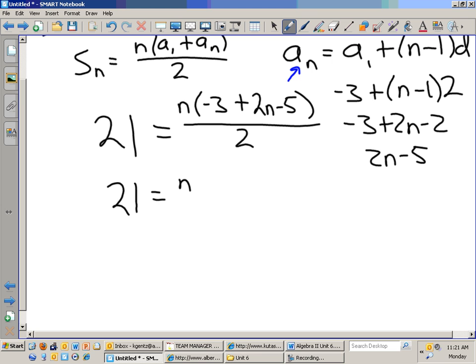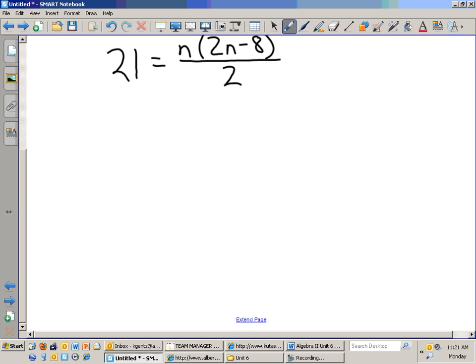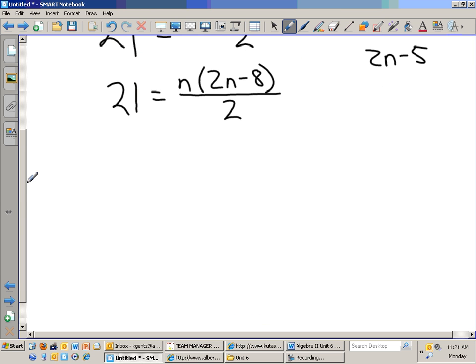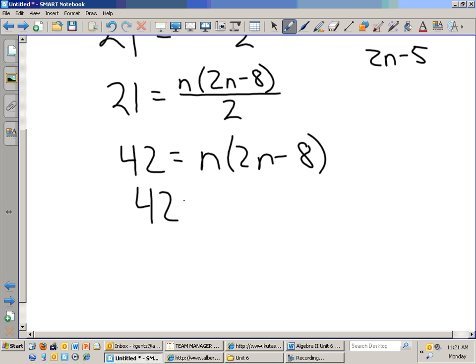21 is equal to n times, what's negative 3 and negative 5? So 2n minus 8 divided by 2. You guys help me out. This is algebra. What you want to do is solve. Okay, we could do that. 42 is equal to n times 2n minus 8. Now what? Multiply the n through: 42 is equal to 2n squared minus 8n.